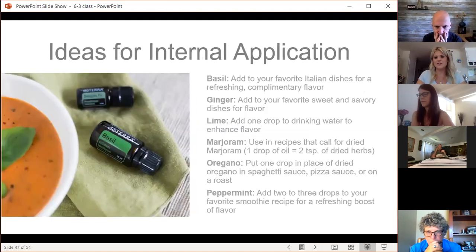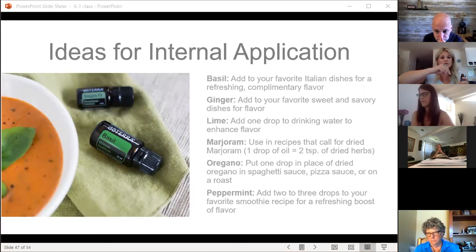Some ideas for internal application of your essential oils is basil anytime you're cooking, like a pasta or a soup. Using a little tiny bit is really yummy. Tomato soup and basil essential oil. And when you are using essential oil for baking, don't ever put a whole drop in there. Earlier I mentioned you take a toothpick around the rim just to get enough of the oil on the toothpick and then swirl that in and then taste test it.